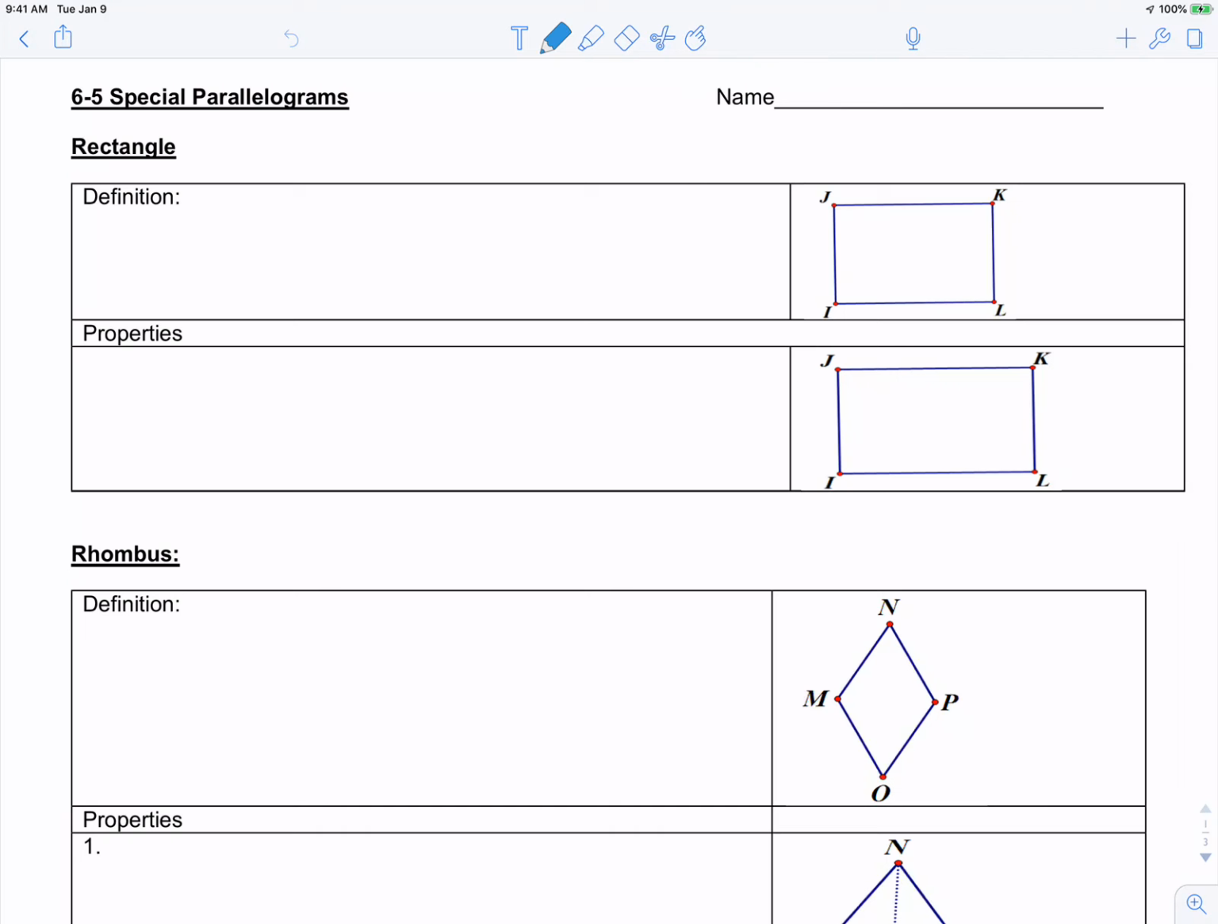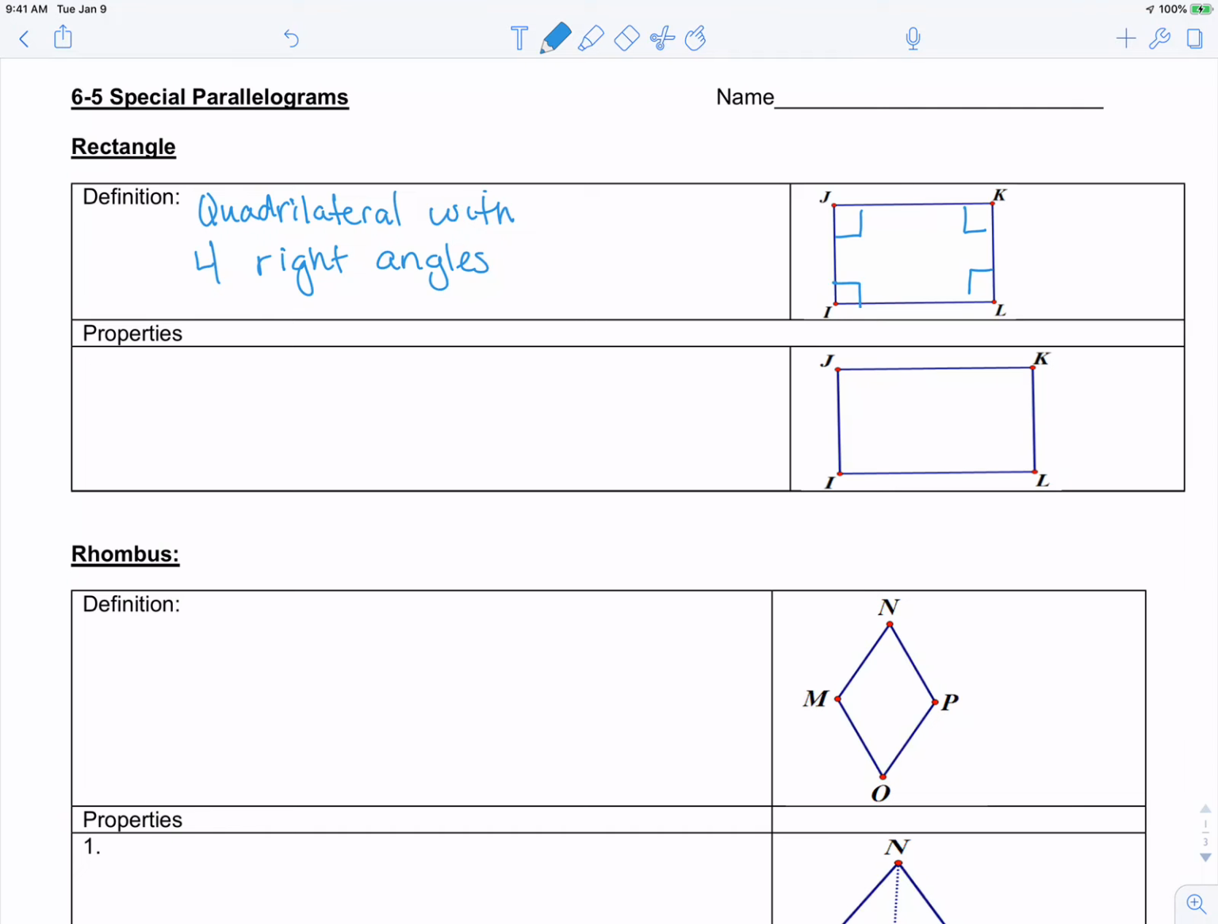So the first one you know is called a rectangle. And a rectangle is a quadrilateral with four right angles. Right, so angle J is a right angle, angle K is a right angle, L is a right angle, and I is a right angle.